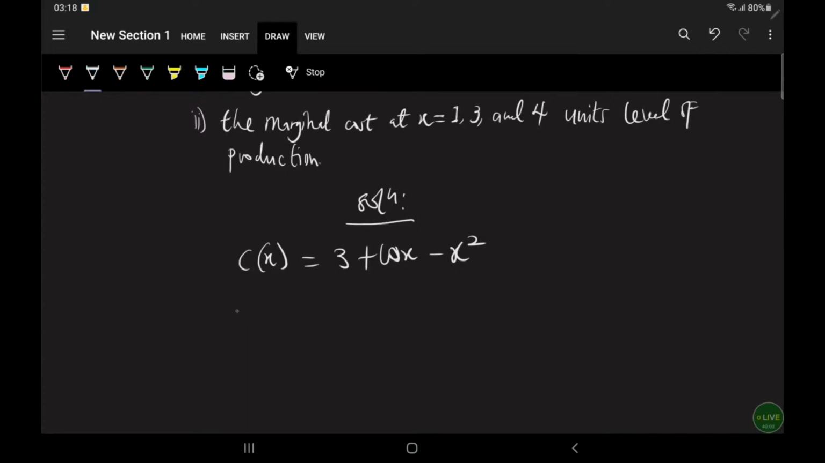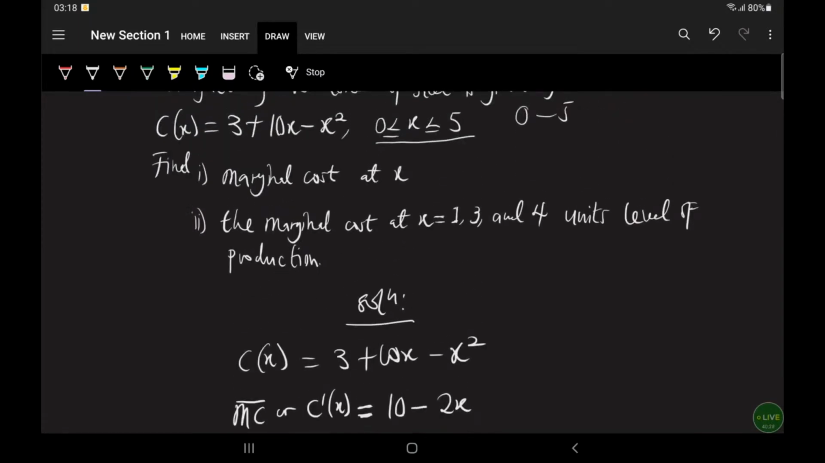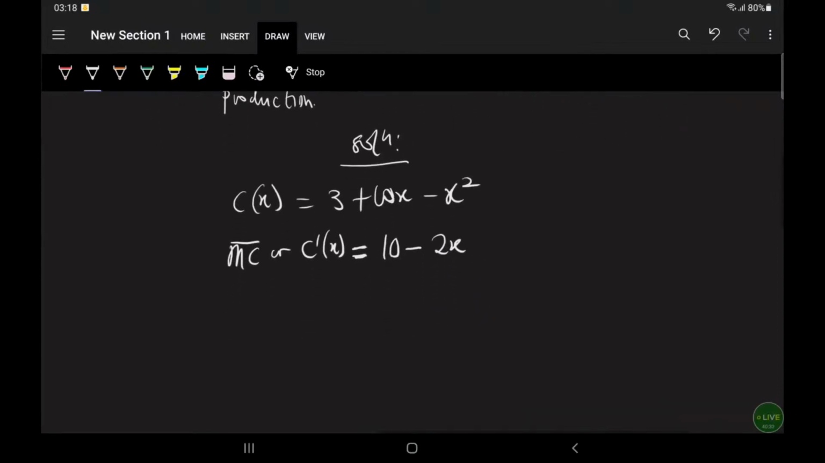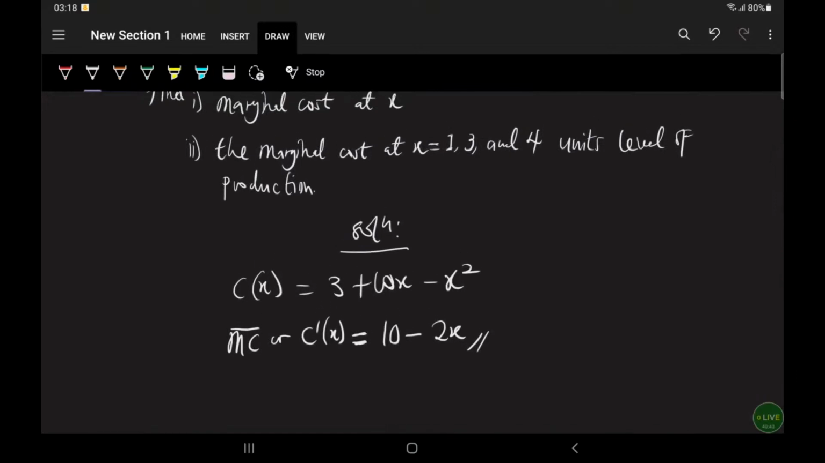Is that okay? So I can say that my marginal cost, or my cost prime of x, is going to be, when you differentiate 3, you know 3 is a constant, so it's just 0, so you don't write it. When you differentiate 10x, you're going to get 10. And when you differentiate x squared, you're going to get 2x. So this becomes my marginal cost function at x. That is when you are done. It's very simple. So always when you have to find the marginal cost, just differentiate, or find the first derivative of the cost function. That is all.